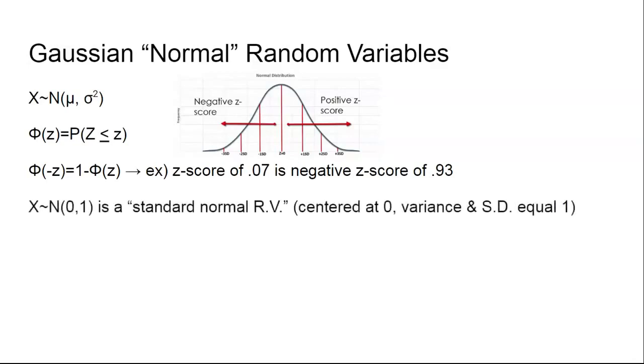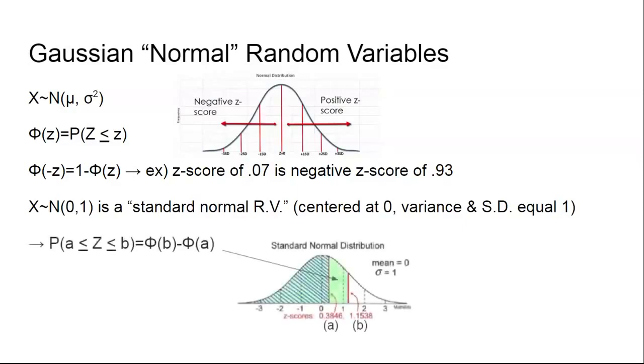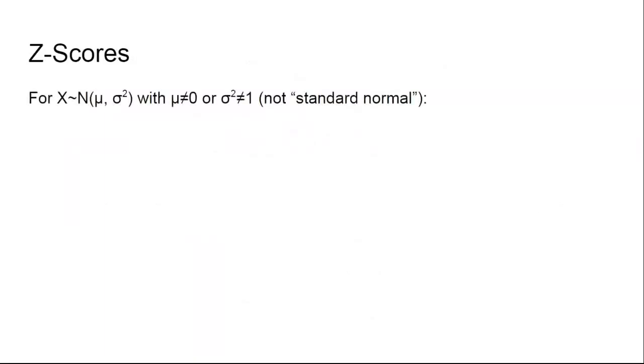If X is normally distributed (0, 1), it is called a standard normal random variable, centered at 0, with variance and standard deviation equal to 1. You can easily find the probability of a data point being between a and b for standard normal variables by simply computing phi of b minus phi of a. For a normal random variable with mu not equal to 0, or sigma squared not equal to 1, i.e. not standard normal, we have to subtract mu from X and divide by sigma to sort of balance X out.